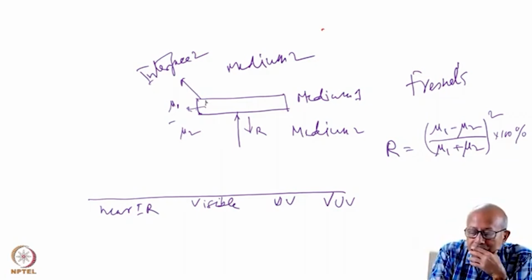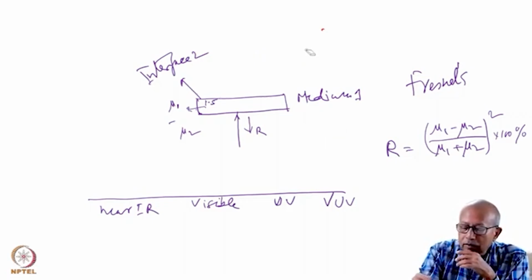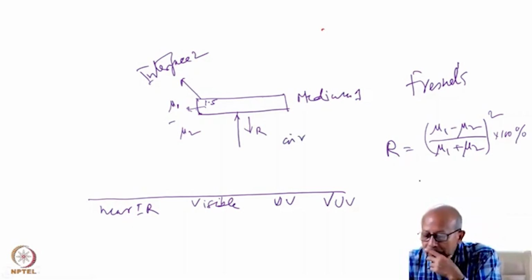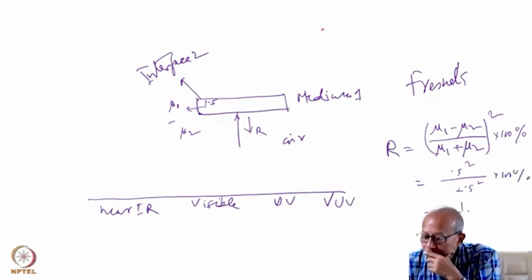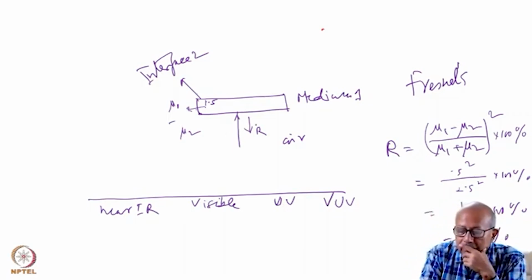In glass, let us assume the refractive index is 1.5, and let us assume this medium is air. That's what actually happens in reality. So if we plug in these values, then it will be 0.5 square divided by 2.5 square into 100%. So this will become 1 by 25 into 100%. So 4% of the light, whatever is incident, 4% of that is going to be reflected from this interface.